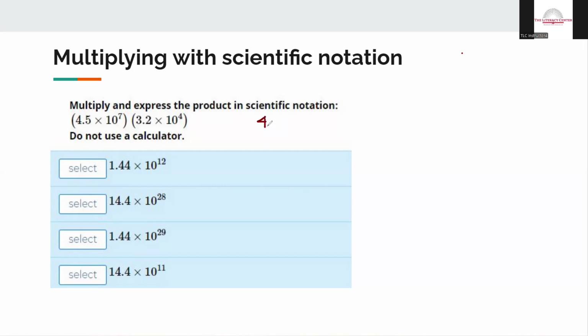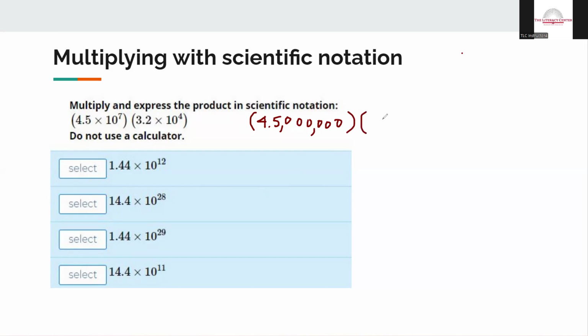So we're going to start out by converting 4.5 times 10 to the 7th into standard notation. So we need to move the decimal 7 places. 1, 2, 3, 4, 5, 6, 7. So we add the zeros here. And then it's always a good idea to add the commas so that you can kind of see what that number is. That's 45 million, 45 and 6 zeros.